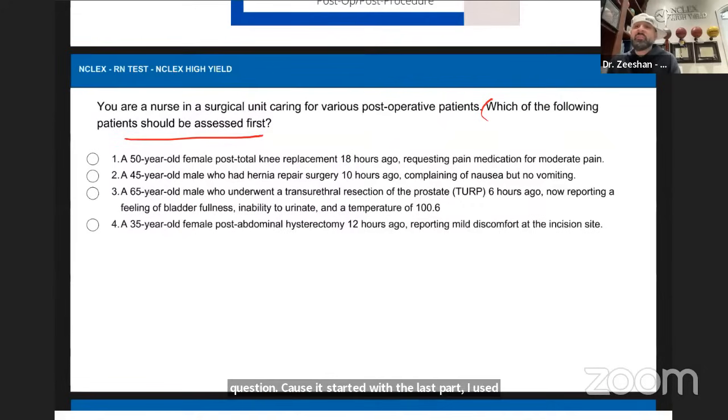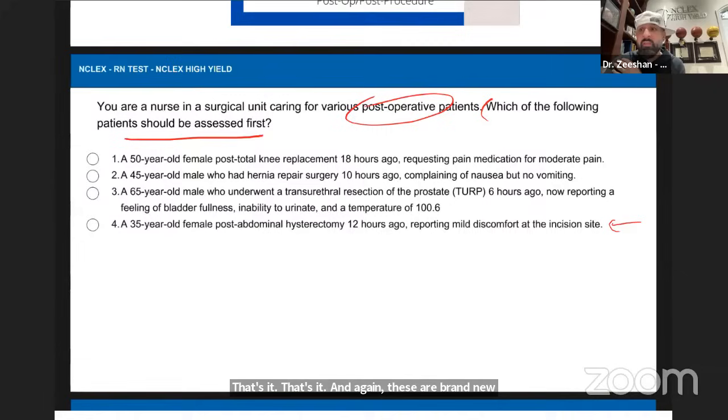You are a nurse in a surgical unit caring for various post-op patients. Whoa, prioritization paired with post-op? I remember Dr. Z talking about ASH. Let's find it. We continue with the method. We start with number 4, and all we do is compare it to number 3. That's it.